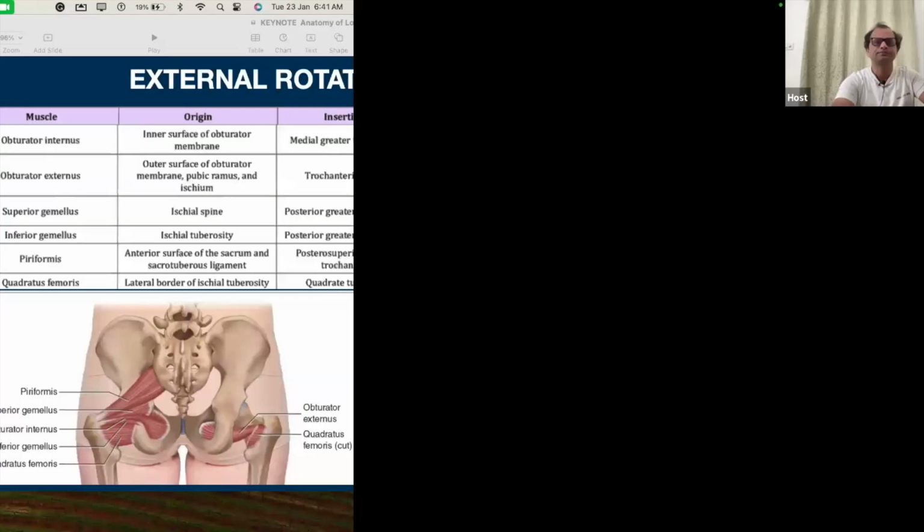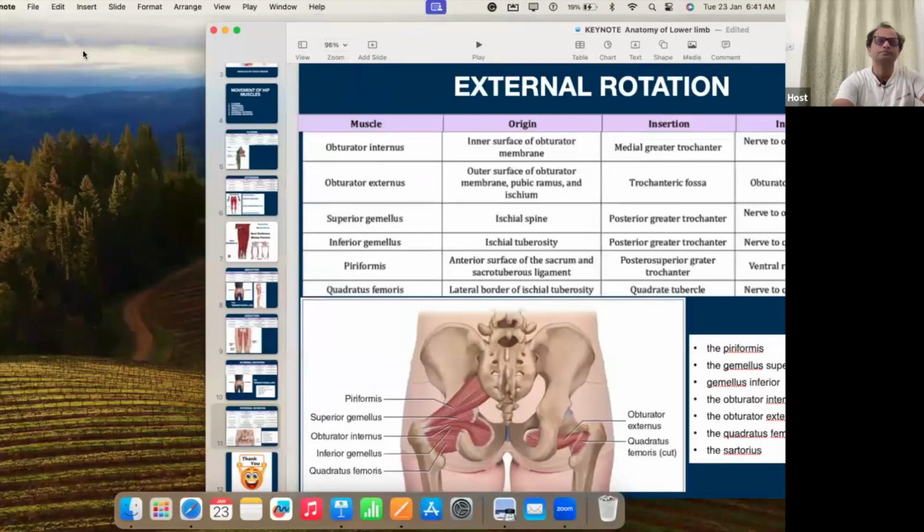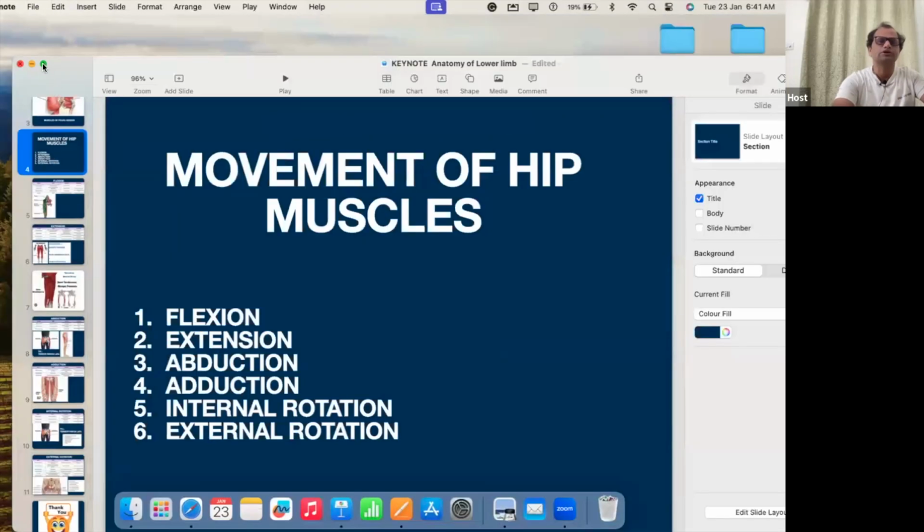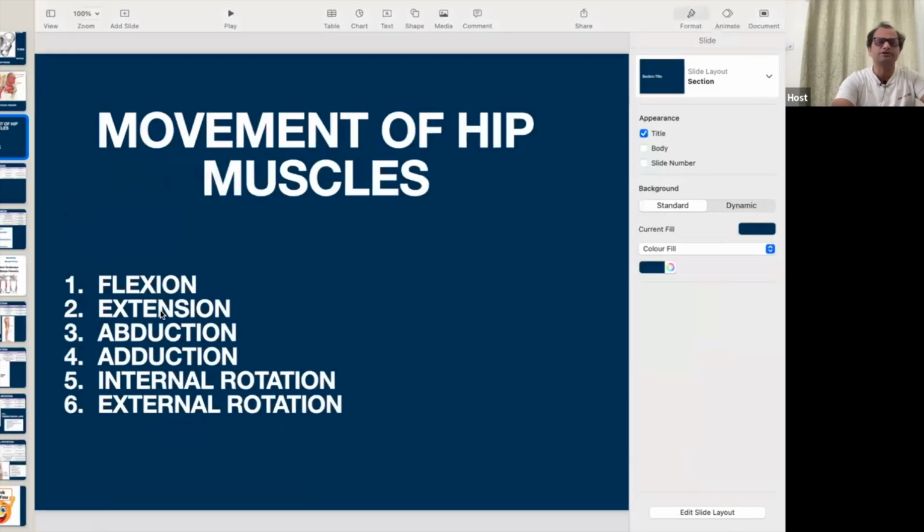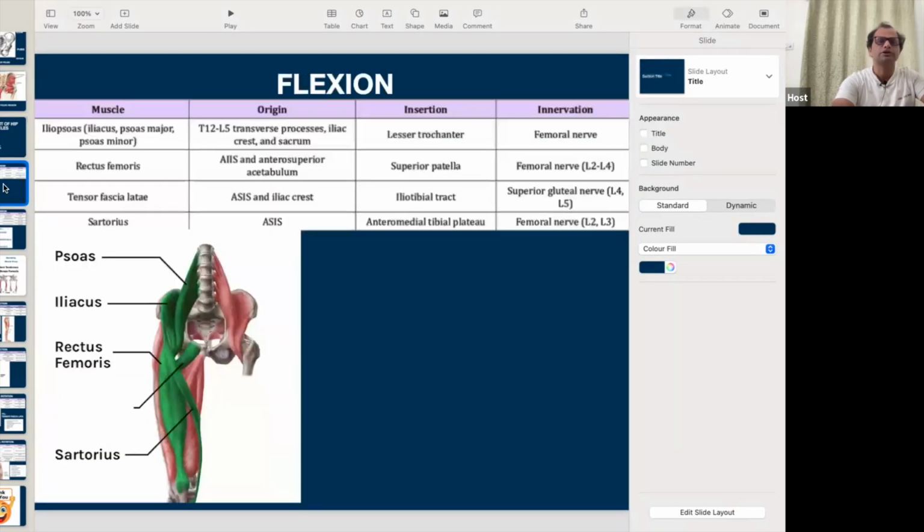So quickly I will tell you about the muscles, as we discussed earlier also. So first I will tell you the muscle of flexion. So there are 6 movements we can see: flexion, extension, abduction, adduction, internal and the external rotation. Flexion.